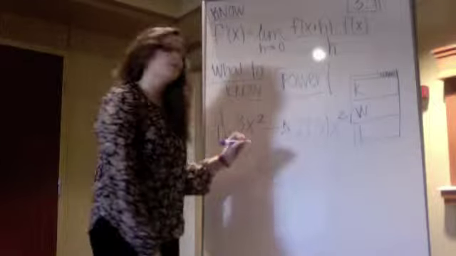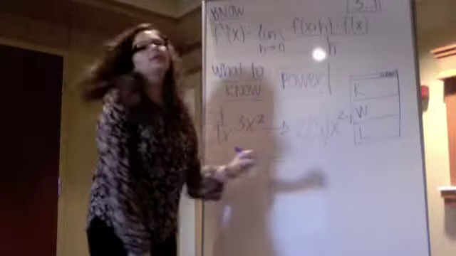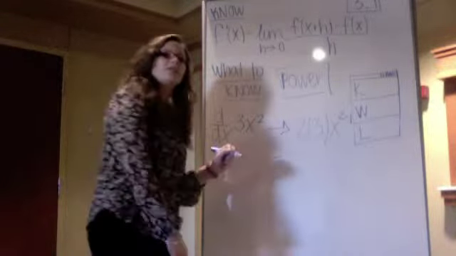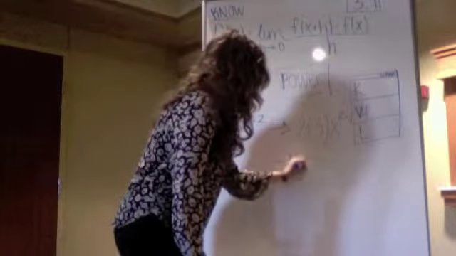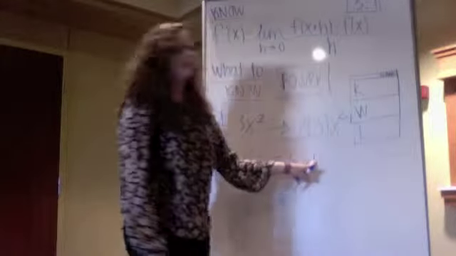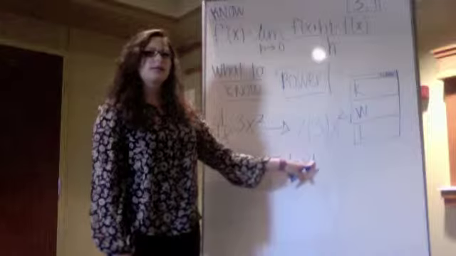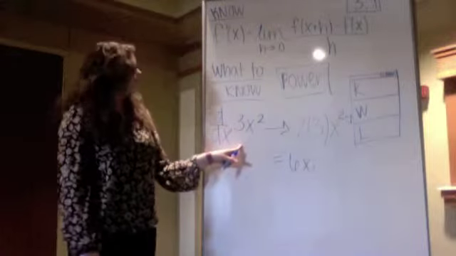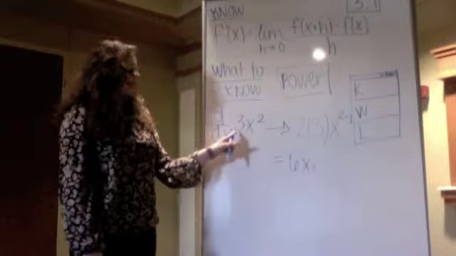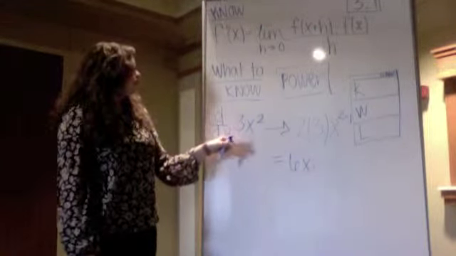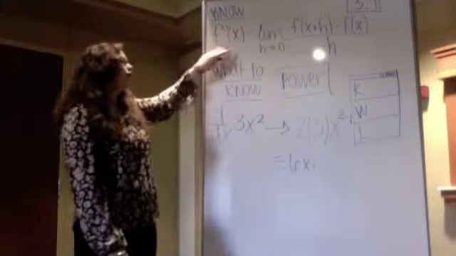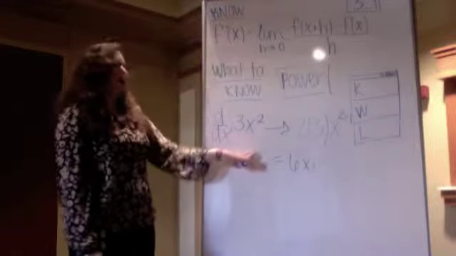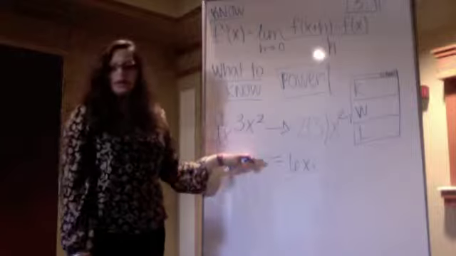And can anybody tell me what that would be simplified? Jeff? 6x to the first. And do we really need that first power there, or can we just say x? You could just probably say x. This is the derivative of 3x squared. All right, so now I want you guys to take out a piece of paper, and we are going to do a different function in the formal form and also in the power rule form. All right, so go ahead and get out your piece of paper.